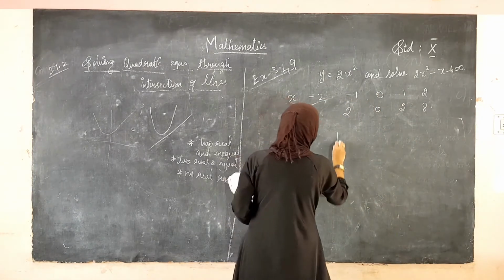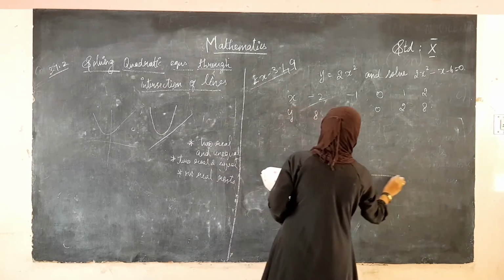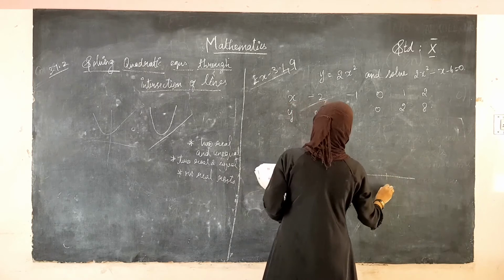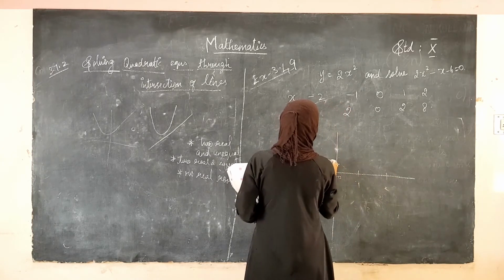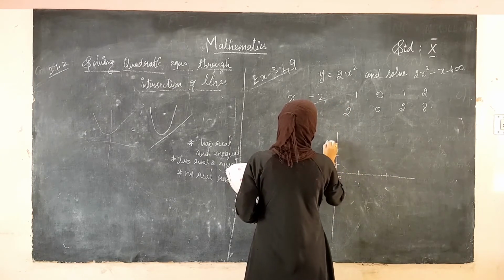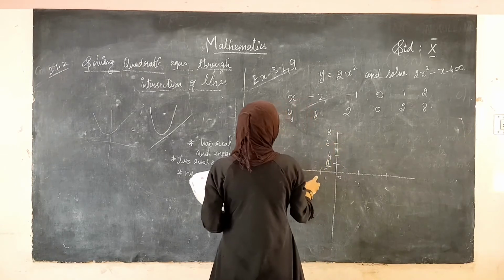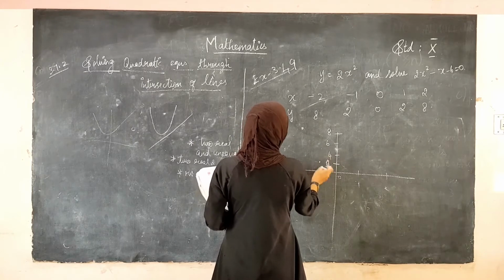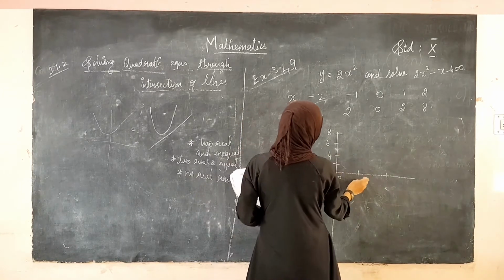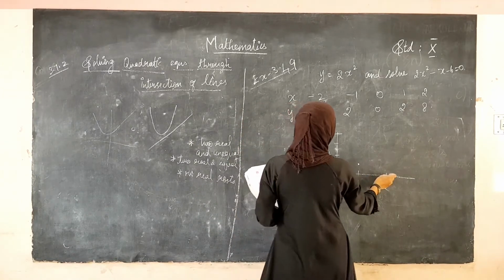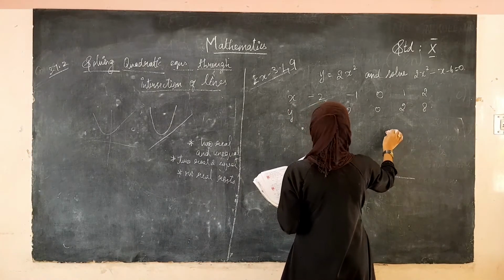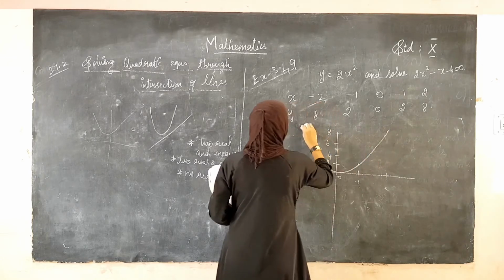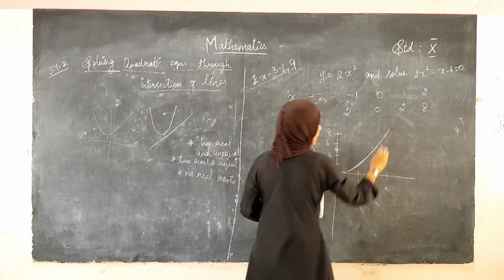Shall we draw the diagram? Minus 2, minus 1, 0, 1 and 2 on the x-axis, and 2, 4, 6, 8 on the y-axis. For minus 2, the point is 8. For minus 1, it is 2. For 0, it is 0. For 1, the value is 2. And for 2, the value on the y-axis is 8. So the graph will be like this. The graph of the parabola is like this.